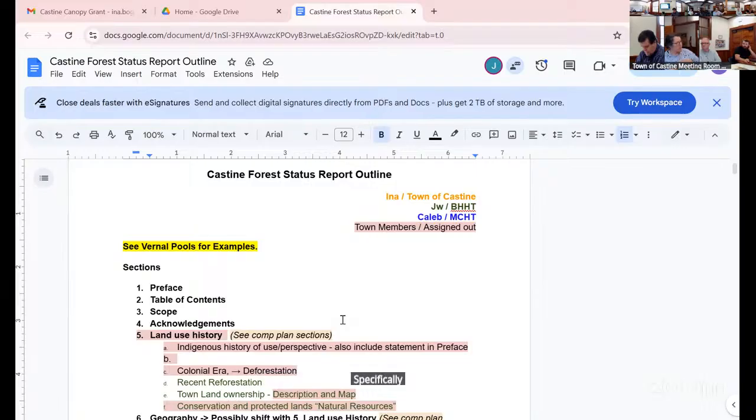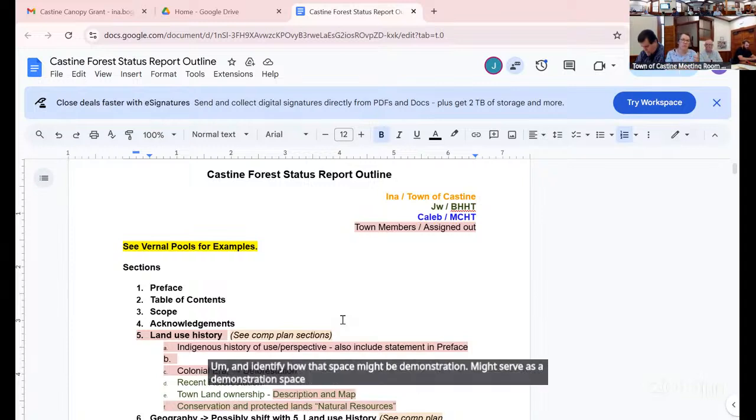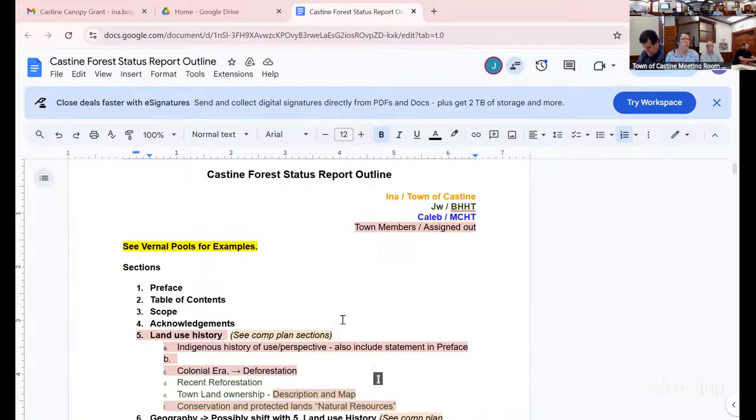Specifically with the site-specific plans, our idea was to take a very small area and identify how that space might serve as a demonstration space for either a forest management approach that is active or necessary, or the lack of an approach, like not doing something.